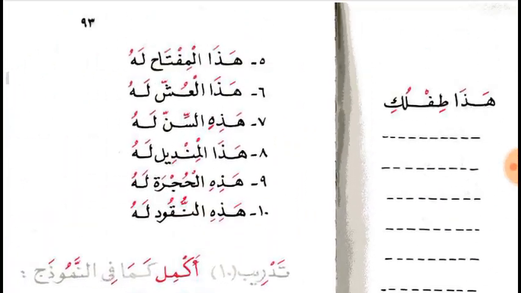Miss Asia, read the first five sentences. Okay, sir. This dog is for him. Haza kalbun lahu. This dog is for him, used for a man. Yes, okay. This dog is for him. Haza kalbuhu. This is his dog. Yes, this is his dog.